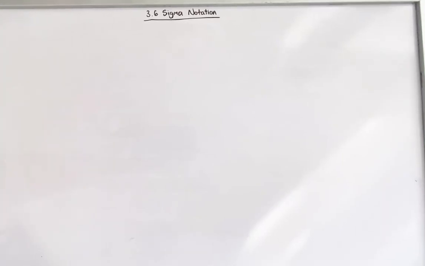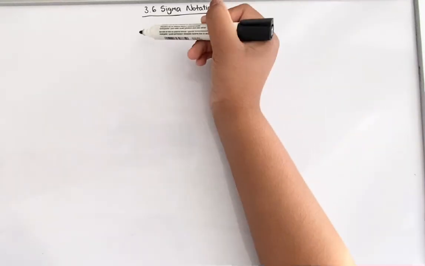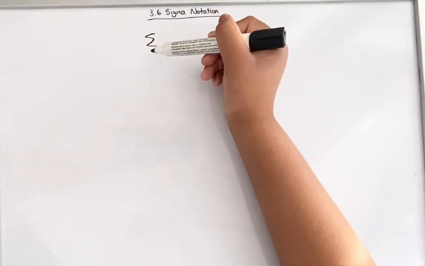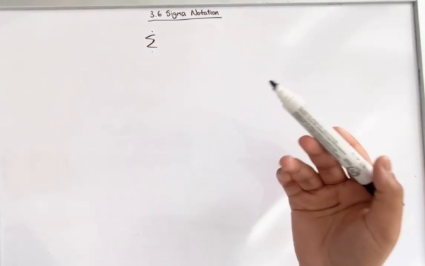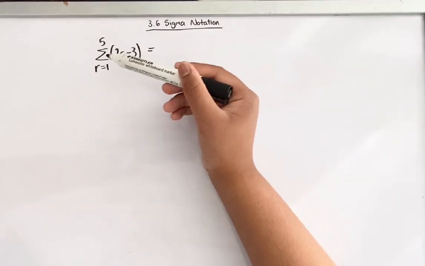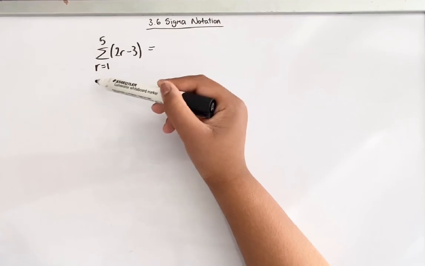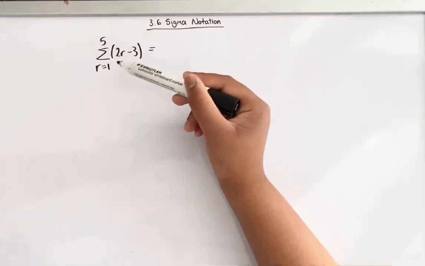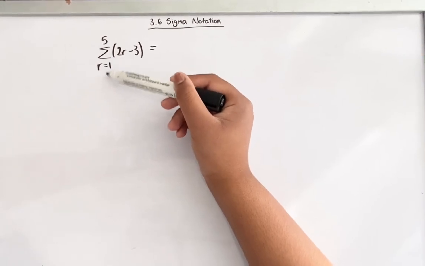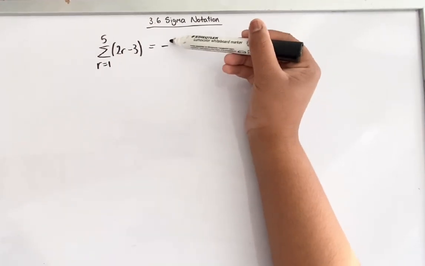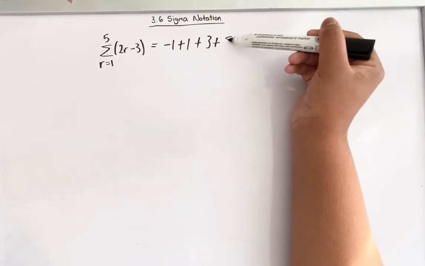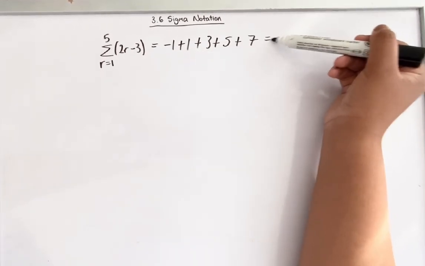Lesson 6, Sigma Notation. The Greek letter sigma is used to signify a sum. You can write limits on the top and bottom to show which terms are being summed. You could write one like this. The sum, sigma, from r equals 1 to 5 of 2r minus 3: substitute r from the beginning to the end. So it would be minus 1 plus 3 plus 5 plus 7, which is 15.